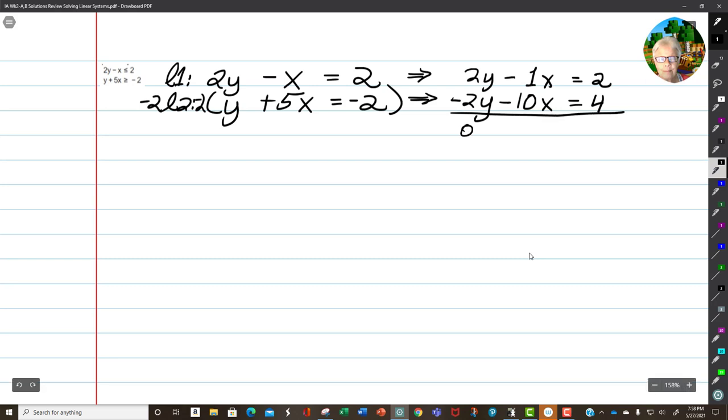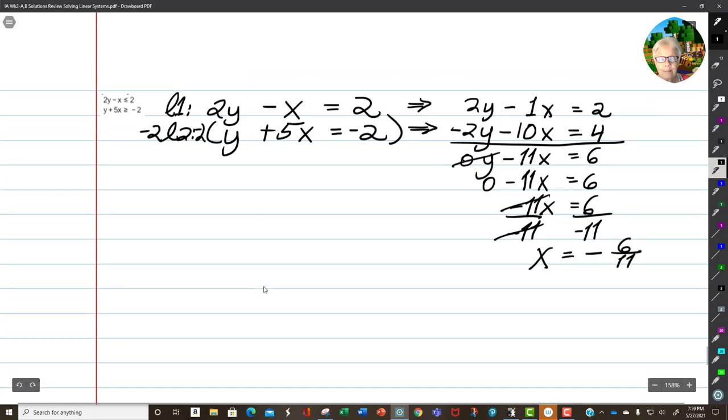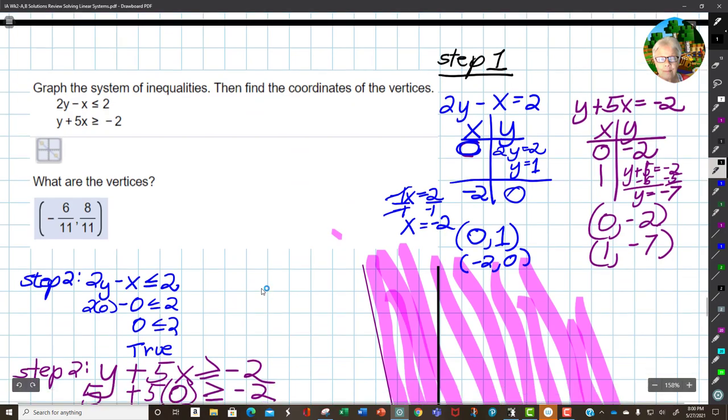2y minus 2y is 0y. Negative 1x plus negative 10x is negative 11x equals 6. 0y is 0, so we'll have 0 minus 11x equals 6. I know I'm going through a lot of steps here that I don't need to. Divide by negative 11 on both sides. The negative 11s cancel out on the left. x equals negative 6 over 11. Is that right? Yes!